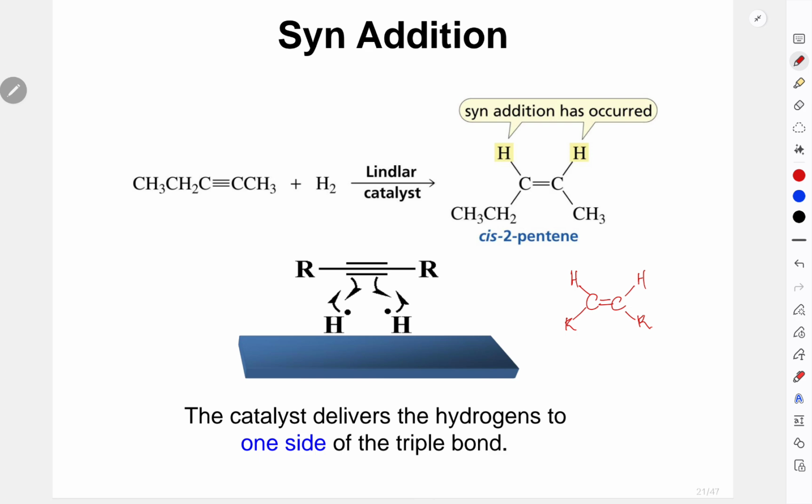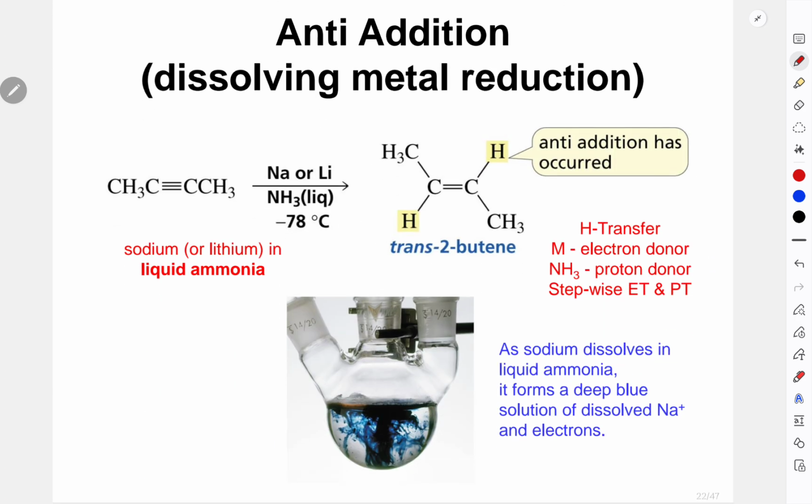But there's a case where you want to make trans, right? Trans-alkene from alkyne. People developed the reaction condition to get this trans product selectively, and this is called the dissolving metal reduction. You basically dissolve a metal, sodium or lithium, in liquid ammonia, and this is a good condition for the anti-addition of hydrogen to alkyne. That's why you're getting the trans product under this condition.